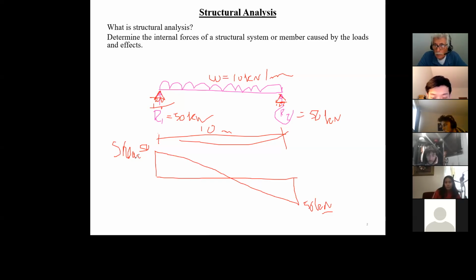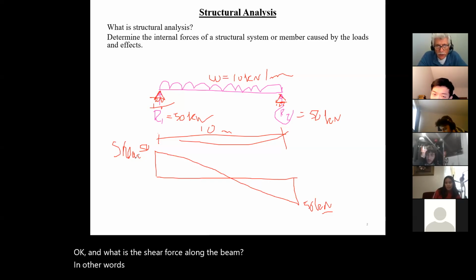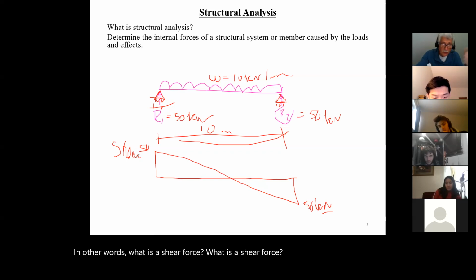Well, to show the shear force along the beam. Okay, and what is the shear force along the beam? In other words, what is a shear force? What is a shear force? Like I said, guys, there's no wrong answers. Give me your best.